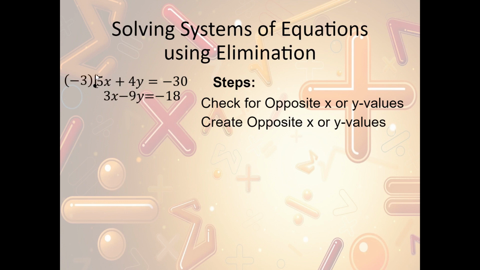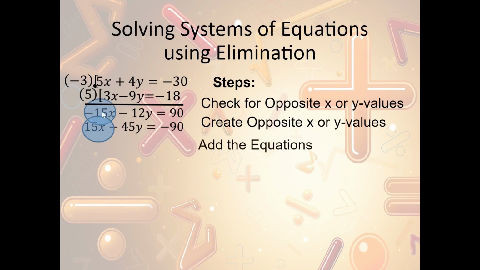values. And I'm going to multiply the top one by negative 3. That'll give me negative 15. And the bottom one by 5, which gives me positive 15. So now we have a negative 15x and a positive 15x. And then we're going to multiply that times everything here. So negative 3 times 5x, and negative 3 times 4y, and negative 3 times negative 30. And then I'm going to do the same thing on the bottom. So 5 times 3x, and 5 times negative 9y, and 5 times negative 18. And when I do that, I end up with negative 15x minus 12y is equal to 90, and 15x minus 45y is equal to negative 90.